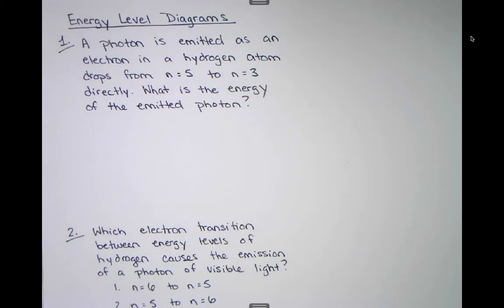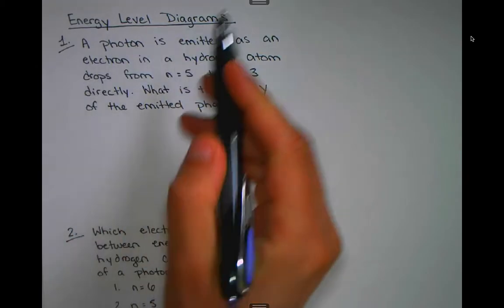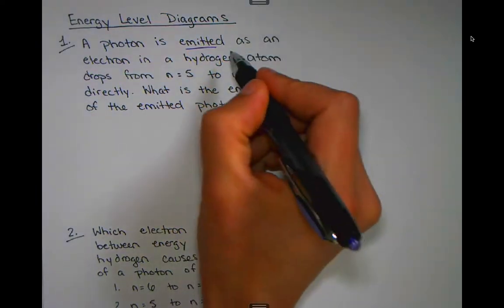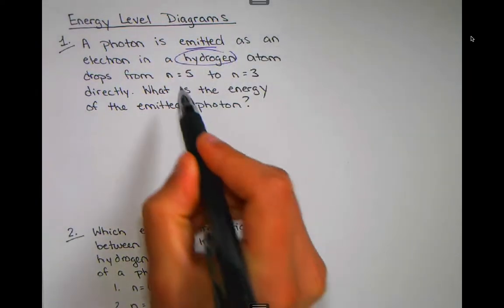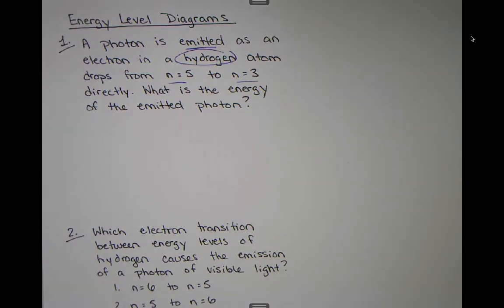So let's look at a question, right? You have a photon is emitted, right? So emitted means it's leaving, as an electron in a hydrogen atom drops from n equals 5 to n equals 3. And we need to find the energy of the emitted photon.